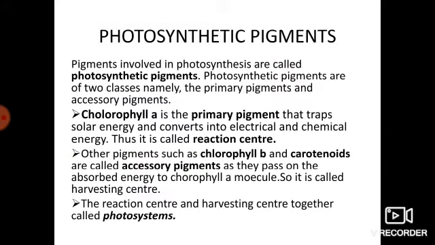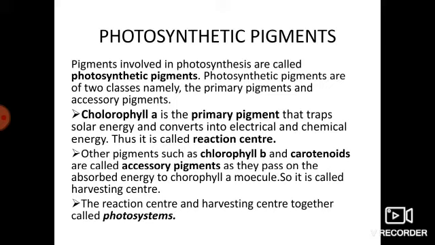Next one is photosynthetic pigments. Pigments involved in photosynthesis are called photosynthetic pigments. Photosynthetic pigments are of two classes, namely primary pigments and accessory pigments. Chlorophyll A is the primary pigment that actually traps the solar energy and converts it into chemical energy. So this is called the reaction center. The actual transfer of solar energy into chemical energy is done in this chlorophyll A pigment, so it is called the reaction center.